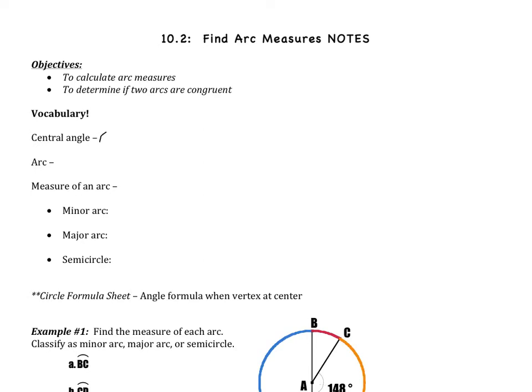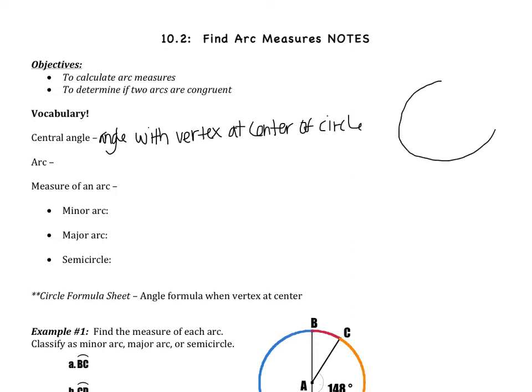So a central angle is an angle with the vertex at the center of the circle. So I'm going to draw us a figure up here. I'm going to put in our center. This right here is called a central angle. So I'm going to label it ABC. So angle ABC is a central angle. Its vertex is B, and B is the center of the circle. So that's a central angle.